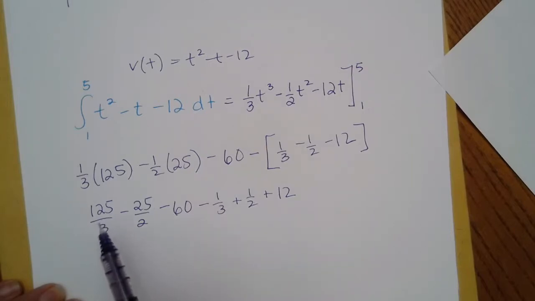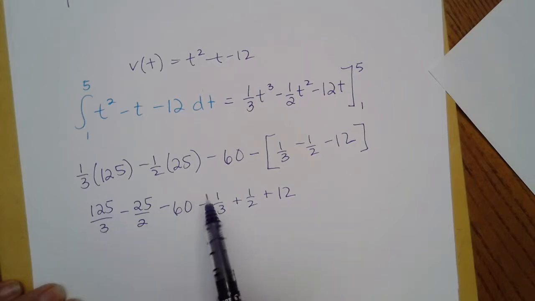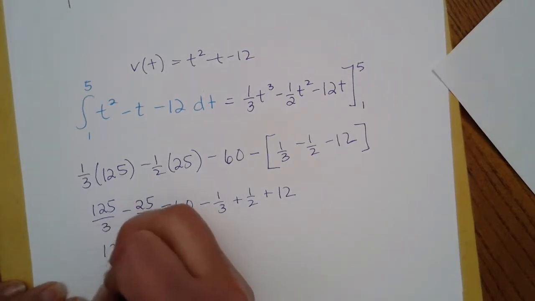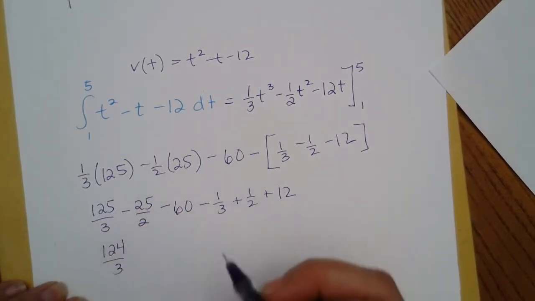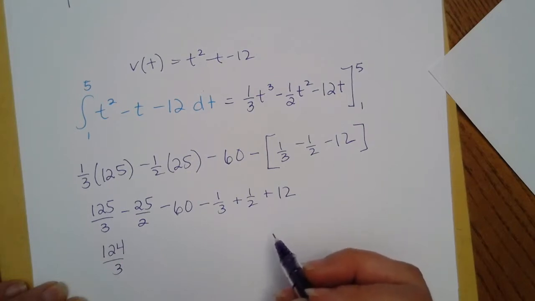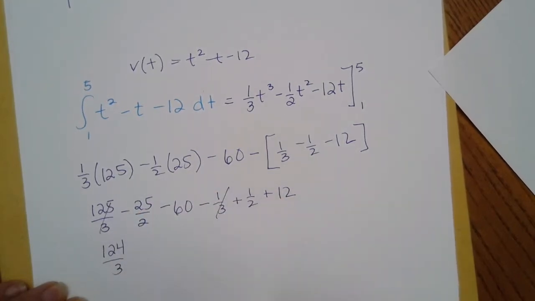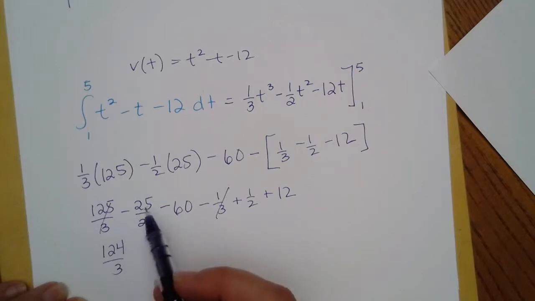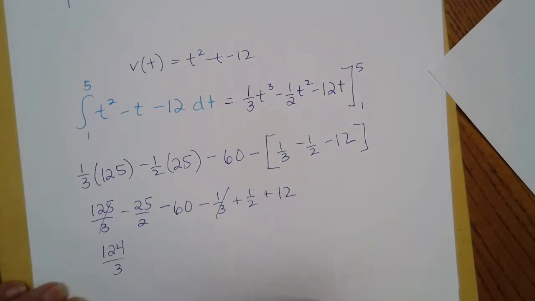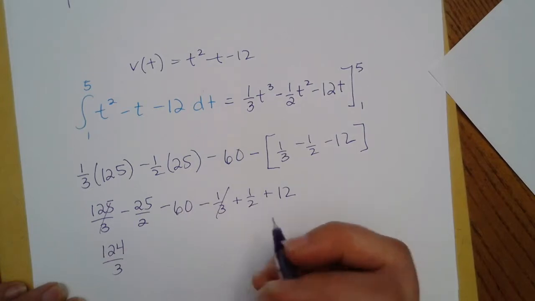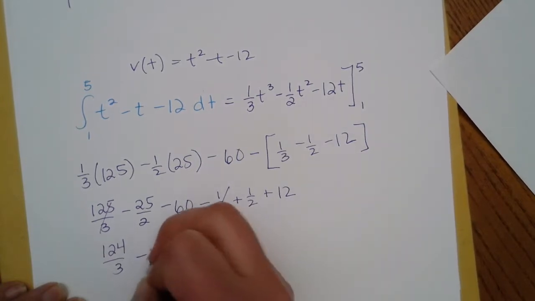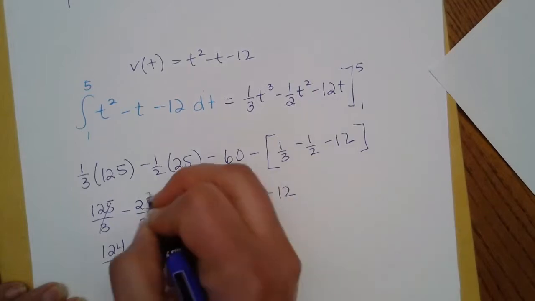Unfortunately, I'm not going to on my first one, because 125 over 3 minus 1 over 3 is going to give me 124 over 3, which unfortunately isn't an integer. So I've dealt with those. Now I have negative 25 over 2, not the 125, just negative 25 over 2, and then plus a half. So that is going to give me negative 25 plus 1 is negative 24 over 2, which is just a minus 12. And so I've taken care of that.